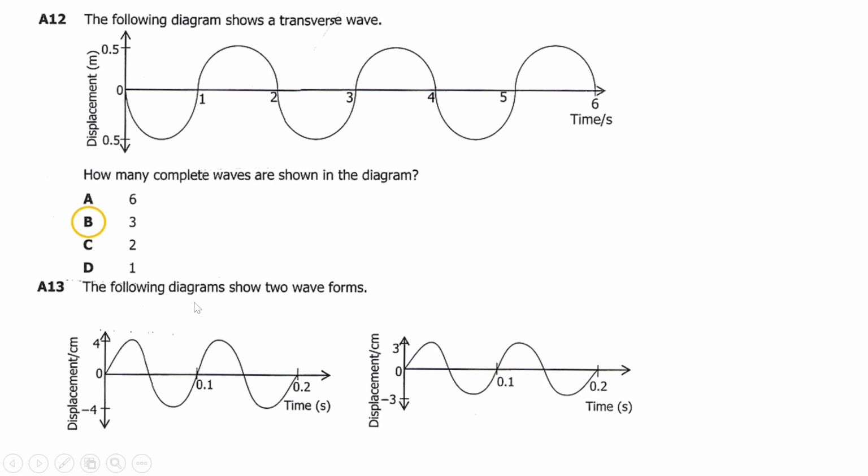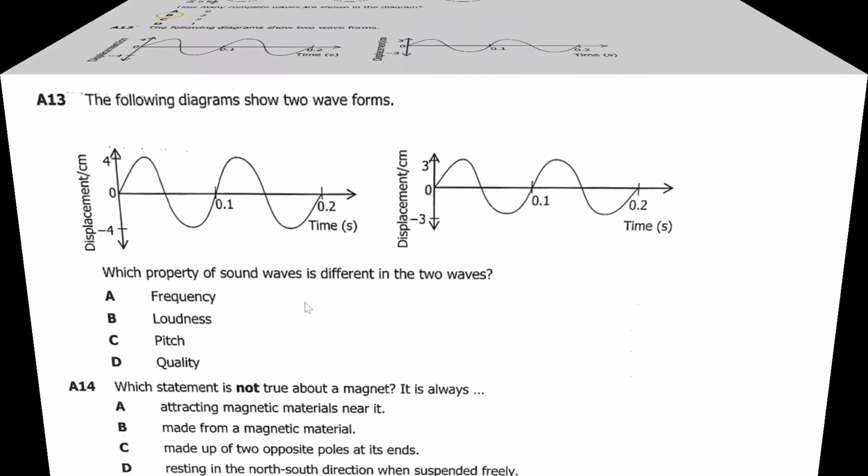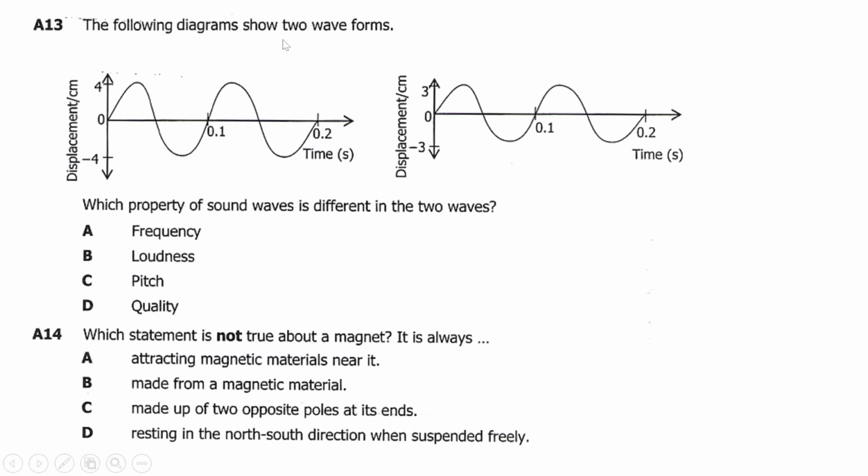A13 says the following diagrams show 2 waveforms. We have this waveform here, displacement time. Okay, then this one also we have displacement time. The question says which property of sound waves is different in the two waves?